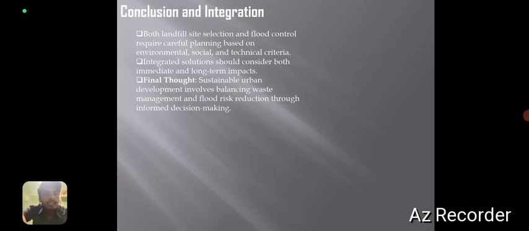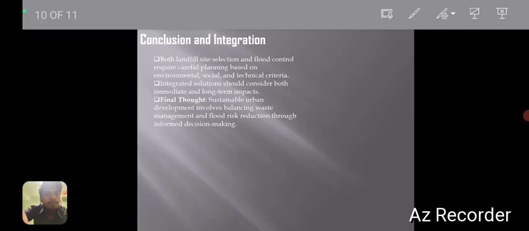Conclusion and integration: both landfill site selection and flood control require careful planning based on environmental, social, and technical criteria. Integrated solutions should consider both immediate and long-term impact. Final thought: sustainable urban development involves balancing waste management and flood risk reduction through informed decision making.